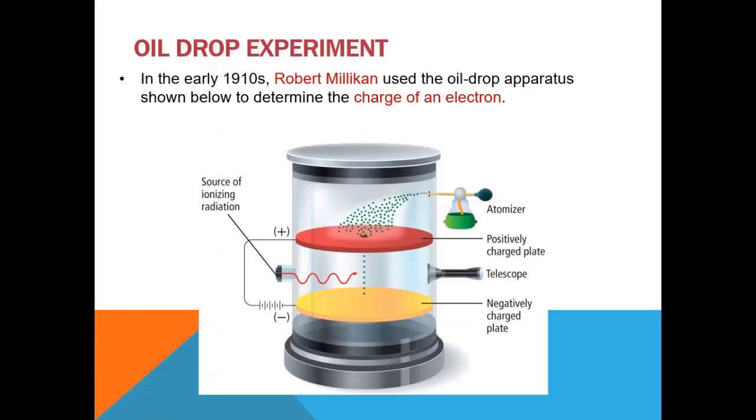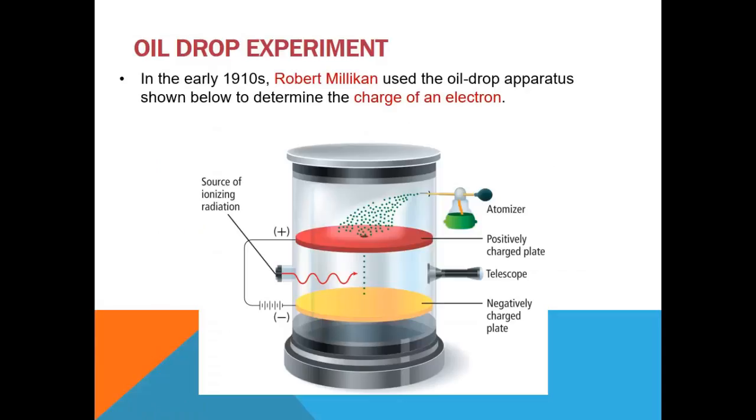So in this apparatus, oil is sprayed into a chamber. There's a positive and negative plate. You know electrons are negative, so they're going to be traveling down. So he sprayed oil into these parallel plates, and an X-ray would knock electrons out of the particles in between the plates, and the electrons would actually get stuck in the oil droplets.